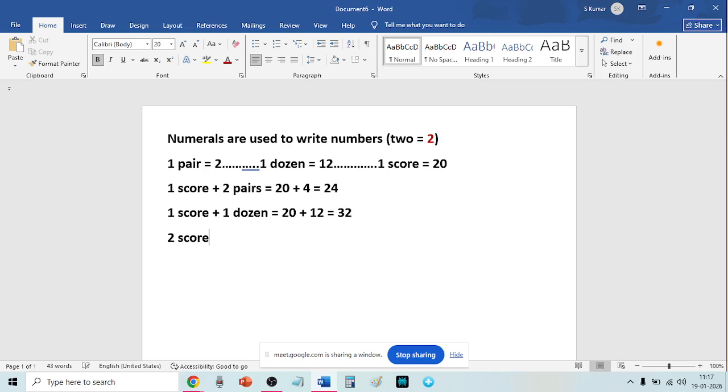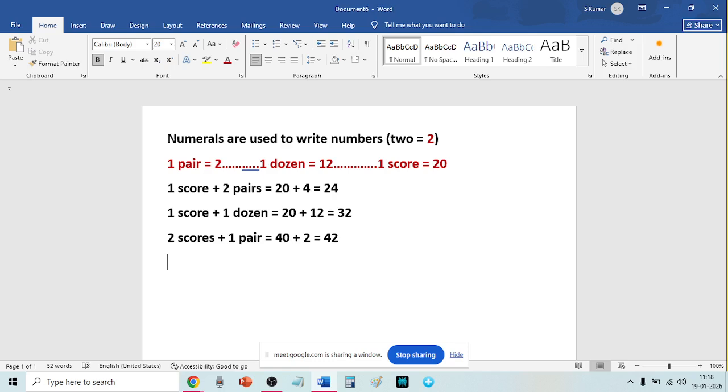2 scores plus 1 pair. Say which number plus which number. 2 scores, on the top I have written. If you forget the meaning, I have written here. 1 pair, how many? Okay. 2 scores plus 1 pair is equal to 42. But always say 40 plus 2. Say the full thing. 2 scores 40 plus 1 pair 2. 40 plus 2 equal to 42. Because I will write one number plus another number.